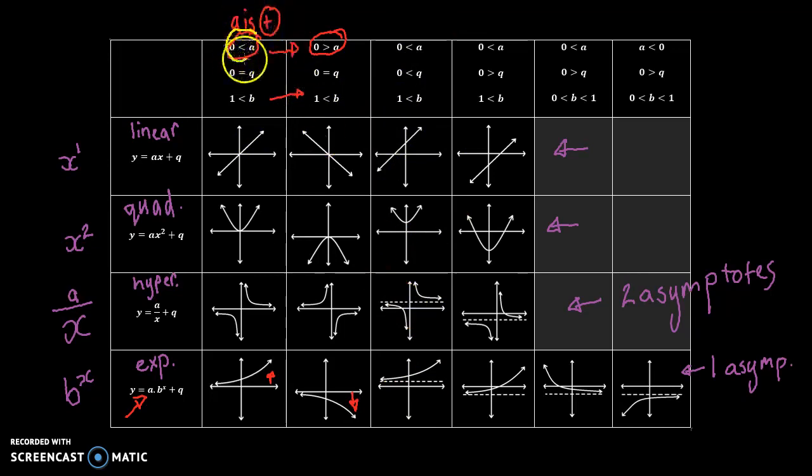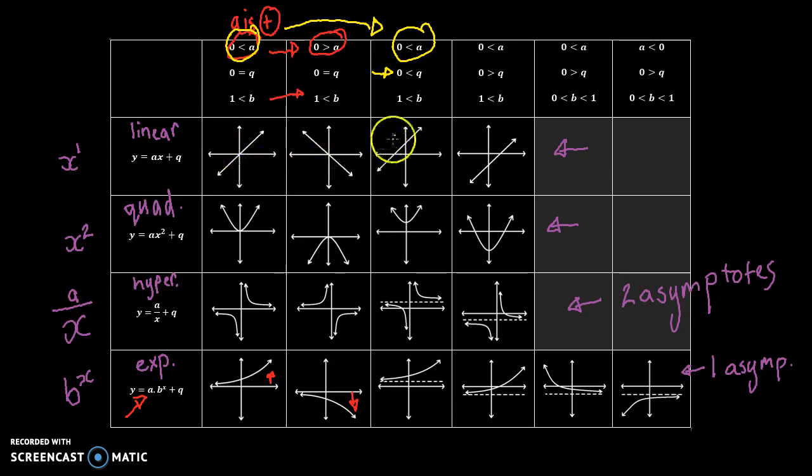You'll notice that a is still going to be more than 0, so that stays the same. In other words, we're expecting the straight line to go up, the parabola to smile, the hyperbola in the first and third quadrants, and the exponential function to be above the asymptote. But now what we've changed is that q is going to be more than 0.